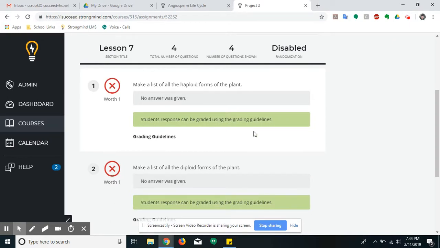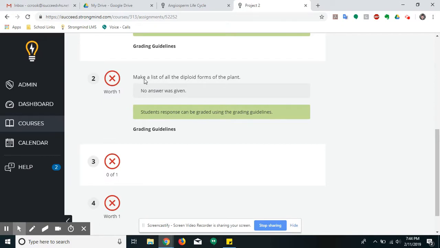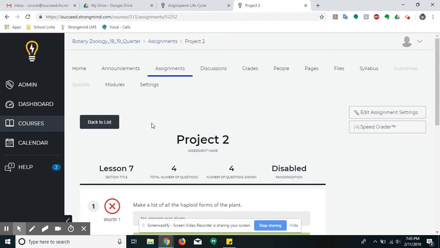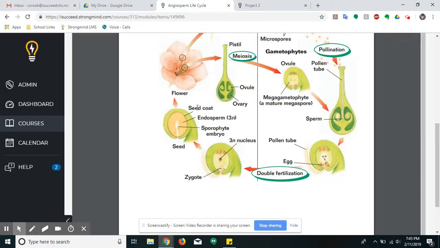Okay, so this first question, and I have not given an answer here. Anyways, I just wanted to show you. The first one says make a list of the haploid forms of a plant. Number 2 says make a list of the diploid forms of a plant. And then 3 and 4, it's not showing me what those questions are, but I think you guys should be able to answer them. I'm trying to remember what they are from grading. Anyways, not too crazy. I think you guys should be able to do those. I don't remember what those questions are.